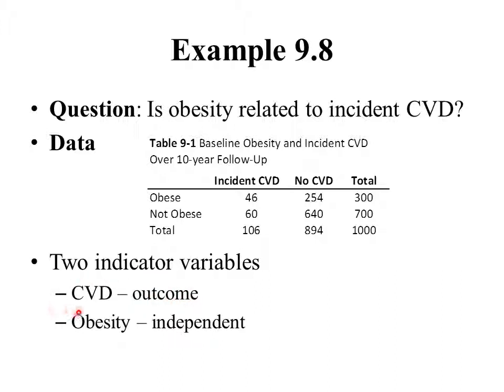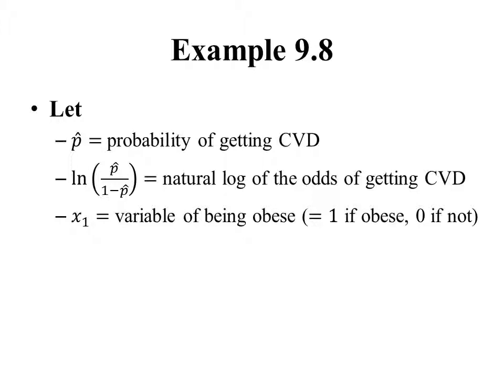Now, because our outcome, cardiovascular disease, is dichotomous, we can use logistic regression to analyze our data. And to talk a little bit about the theory behind this, let's introduce some terminology. Let p hat equal the probability of getting cardiovascular disease. Or we could think of that as the proportion of obese people who get cardiovascular disease. And then the natural log of p hat divided by 1 minus p hat is equal to the natural log of the odds of getting cardiovascular disease.